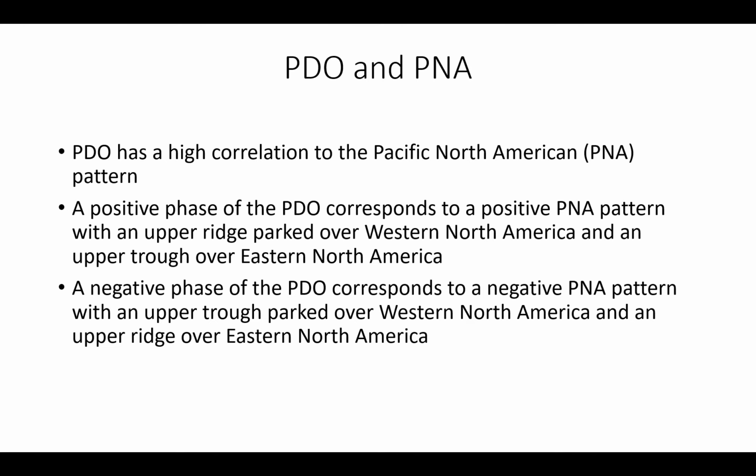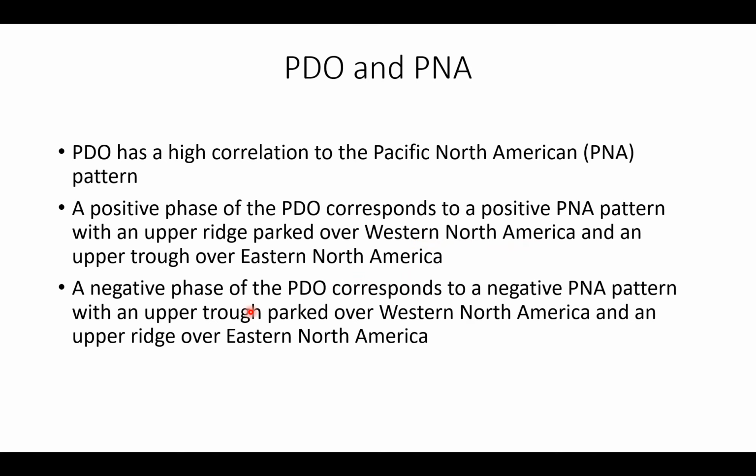Now, a positive phase of the PDO, those warmer than normal sea surface temperature anomalies off the west coast of the United States, corresponds to a positive PNA pattern with an upper ridge parked over western North America and an upper trough over eastern North America. So that's going to promote a colder than normal winter in the east and a warmer than normal winter in the west.